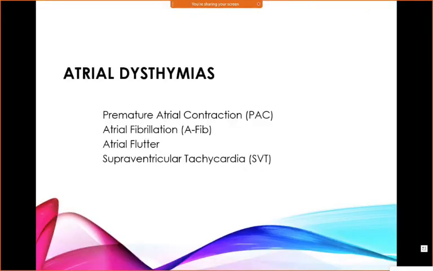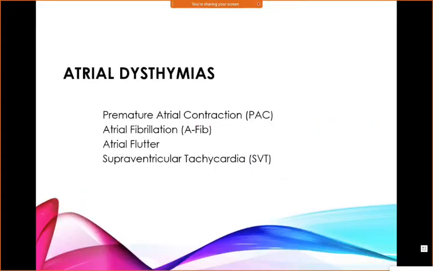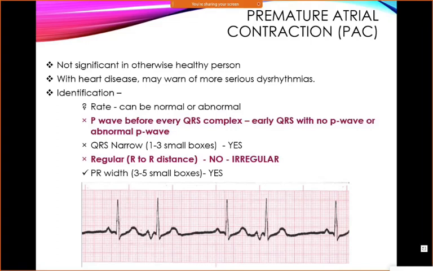Atrial. This is where we have something wrong with our P wave. Okay? Something is wrong with our P wave. Bradycardia, something's wrong with our PR intervals, or the rate is just slow. Sinus tachycardia, everything's okay except the rate. Atrial dysrhythmias is something's wrong with our P wave. So there's a premature atrial contraction.